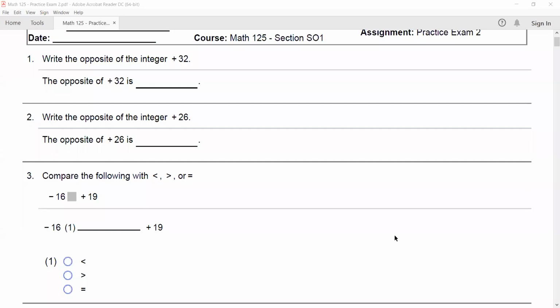All right, so this is practice exam 2, and I'm going to go over some of the questions and then solve them so that it helps you as you go over these questions.